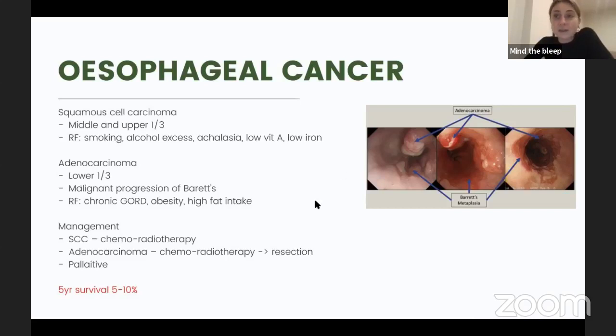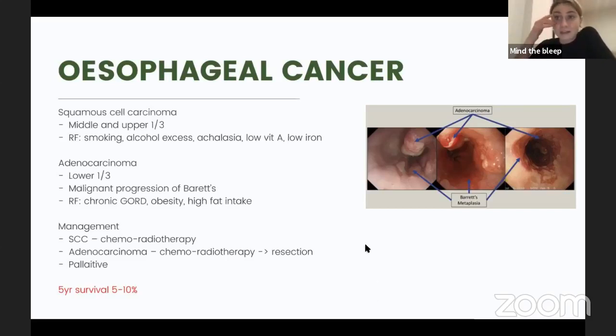And the management of those patients, for squamous cell carcinoma, we don't operate because it's very difficult to perform surgical excision of the tumors around the epithelium, the middle of the esophagus. So those patients are given chemoradiotherapy. For adenocarcinoma, the patients will get chemoradiotherapy followed by a resection of the lesion.